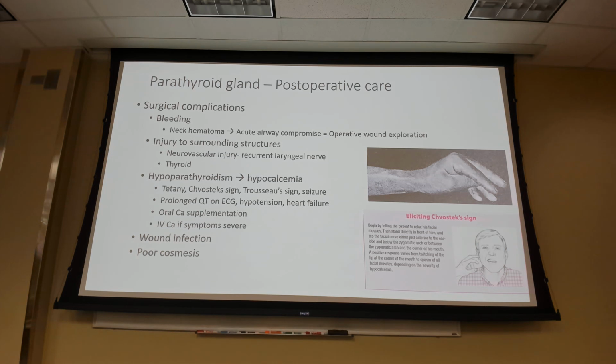Some things we might see on the EKG are prolonged QT. They can have hypotension, heart failure. Typically, we're going to provide oral calcium supplementation after the surgery. And then if they have severe symptoms, we might have to do IV calcium. And then once again, anytime we're making an incision in the body, we have to worry about infection. And then poor cosmesis.